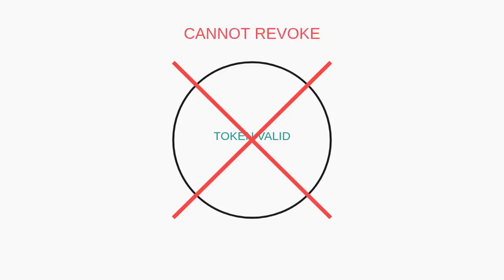Imagine a thief steals a master key to your house, but the lock is designed to only check if the key is genuine, not if it's been reported stolen. To fix this, developers often end up building a blacklist in a database. But wait. If you're checking a database on every request to see if a JWT is blacklisted, you've just lost the stateless benefit you wanted in the first place.